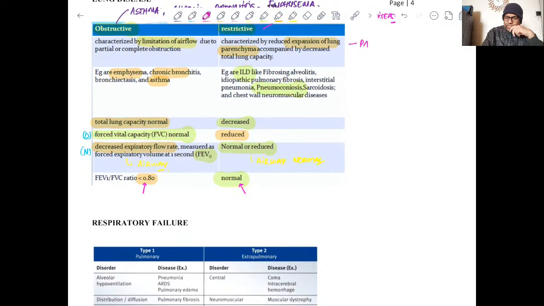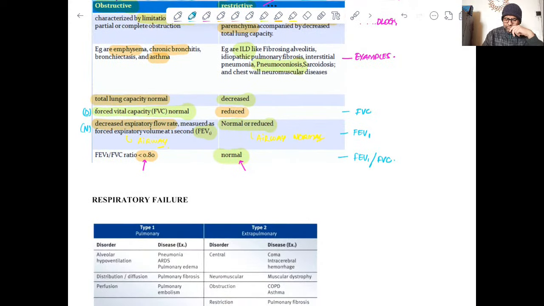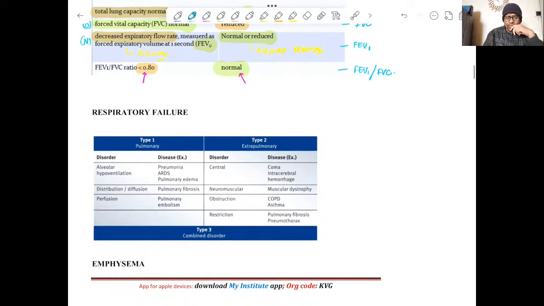So this is the pathology here. Clear? These are the examples, and then the main difference is in terms of FVC, and this is FEV1, and this is the ratio of FEV1 to FVC. Clear? So just remember this much. Then moving forward to respiratory failure.